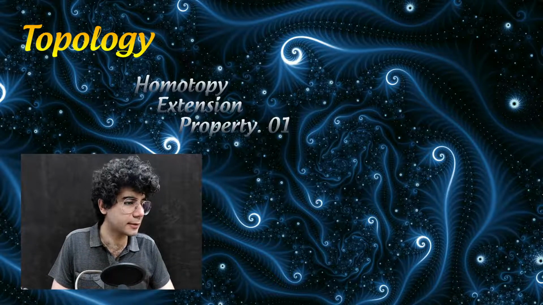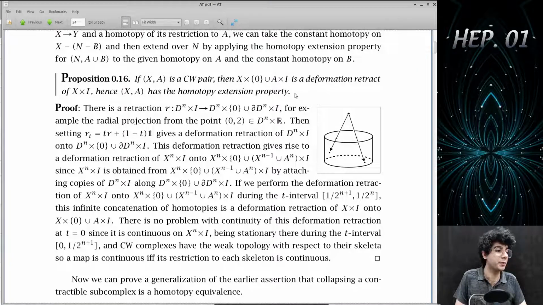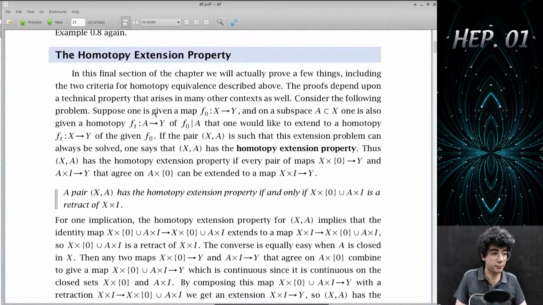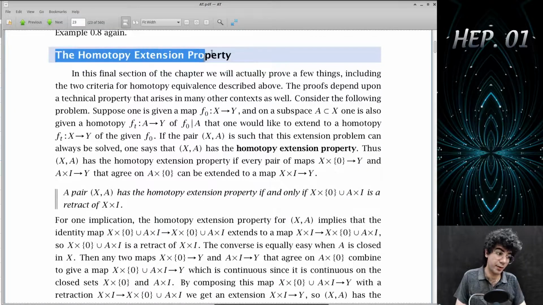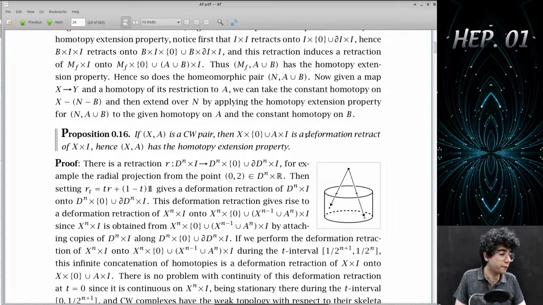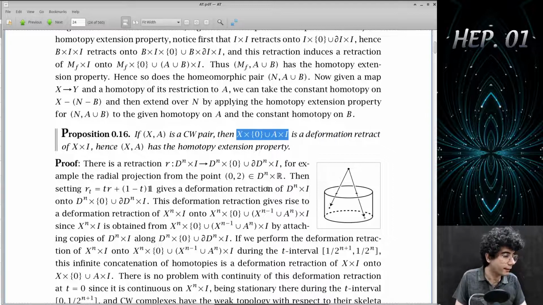Okay, this is the proposition I want to talk about in this section. I want to prove this proposition for you. Absolutely, you should study the previous section before watching this video. I want to talk about the homotopy extension property. There is a definition here, and I want to prove this proposition for you. Because of the equivalence of deformation retraction with the homotopy extension property, we want to prove there is a deformation retraction between this space and this space. Okay, let's start.